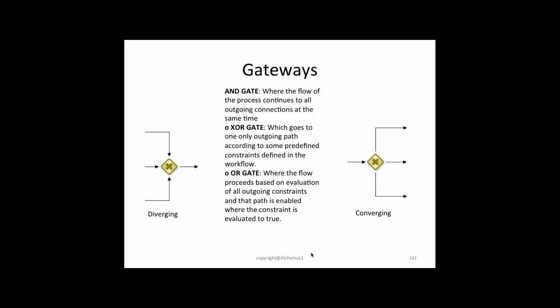and XOR and OR, where the flow of the process continues to all outgoing connections at the same time, or where the flow proceeds based on evaluation of all outgoing constraints, and the path is enabled when the constraint is evaluated to true. If it returns false, that path will not be enabled. XOR goes to only one outgoing path according to some predefined constraint, right? So these are different notations that you will be using in your JBPM. Is this clear? Is this clear till here?